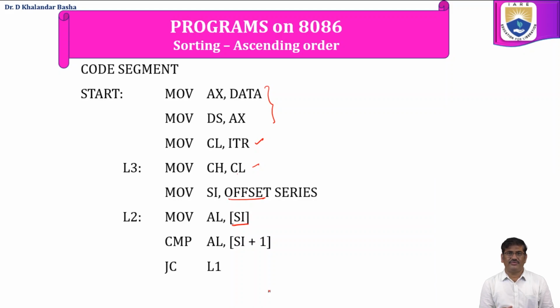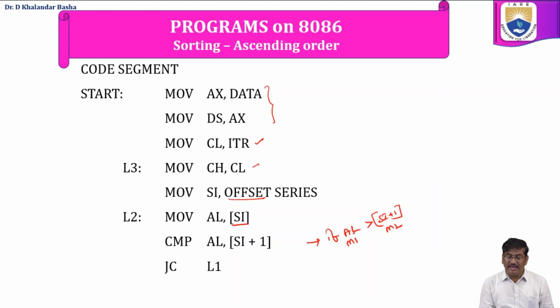Now we will compare the first data with the subsequent data. So we will compare AL, [SI+1]. In this, AL is the first memory location contents, and [SI+1] is the second memory location contents. When we want to swap, if the first memory location content is bigger than the second memory location's, then go for exchange. Otherwise, skip the exchange.